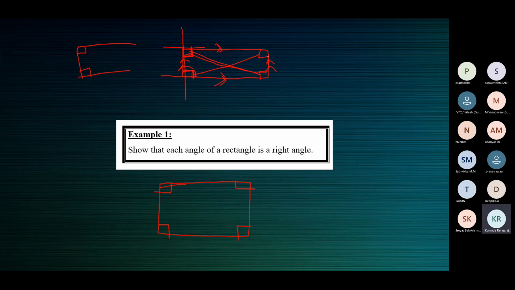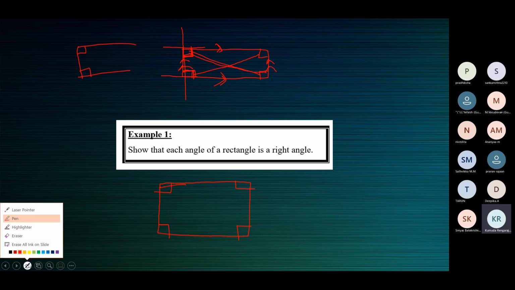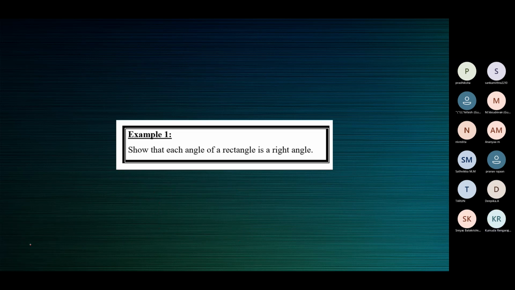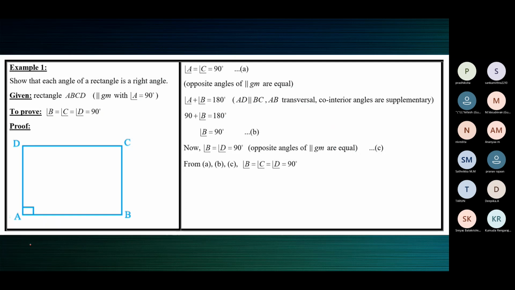Please write down the proof. Open your notebook, get your notebook. Example 1. You can just give the reference number, example 1, and start writing from Given.